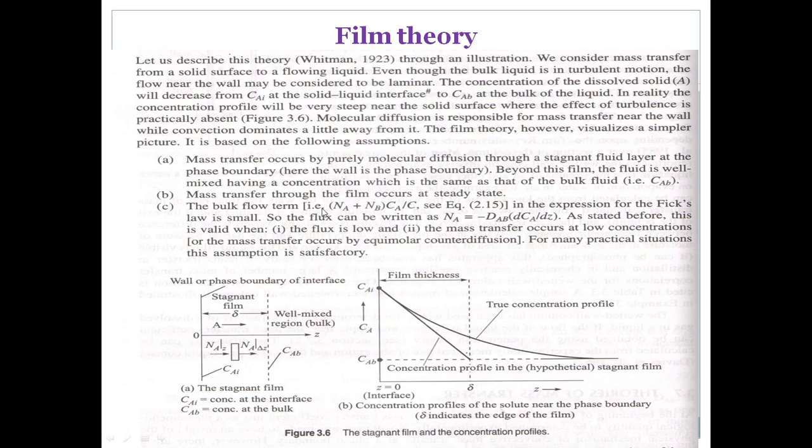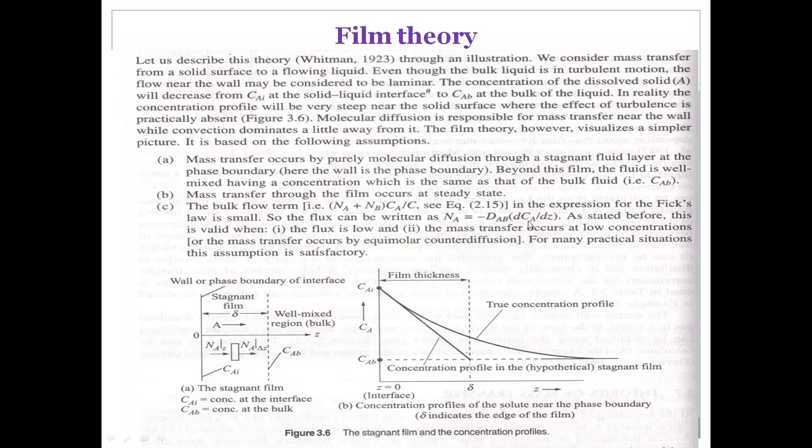Second thing they are telling: what was our governing equation? NA equals (NA plus NB) CA by C minus DAB dCA/dZ. That was our governing equation, and the first term was our convective or bulk term, and this was our molecular diffusion. We have seen that for convective mass transfer the contribution of the bulk term is large, but they are telling that the bulk term flow is small, so this is 0, and NA equals this.